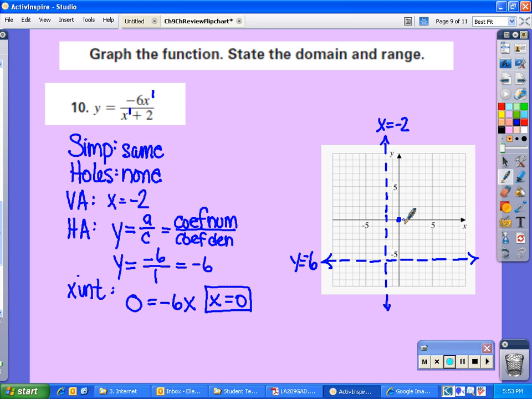Now if our x-intercept is 0, then guess what? Our y-intercept also has to be equal to 0. Just to make sure, plug in 0 for x, and you get the numerator becomes 0, denominator is 2, so the y-intercept is also equal to 0.